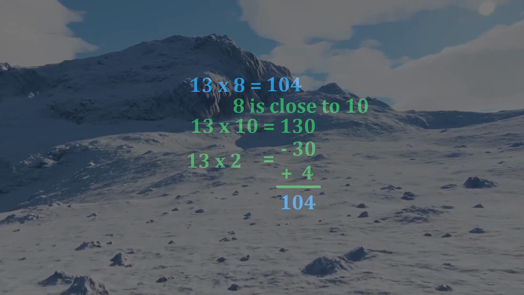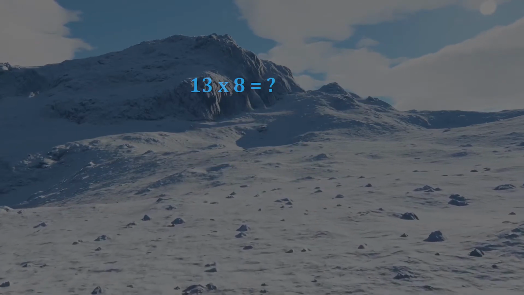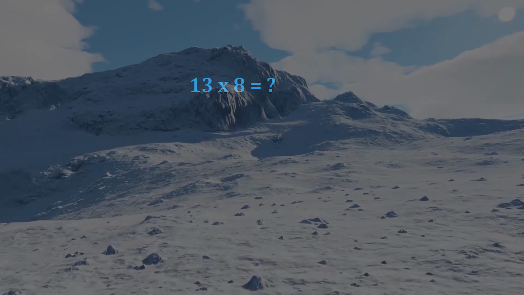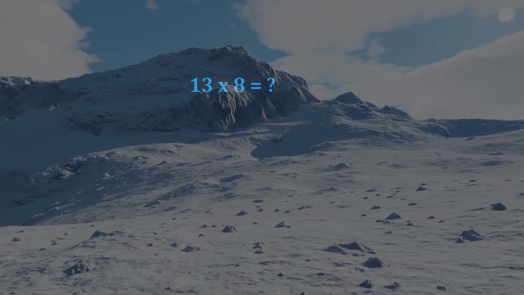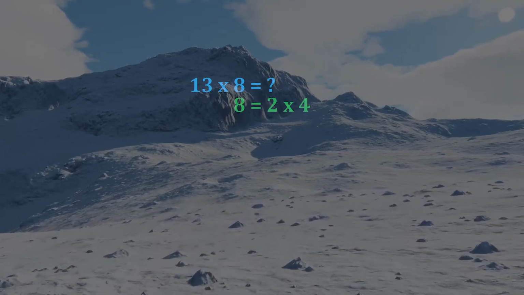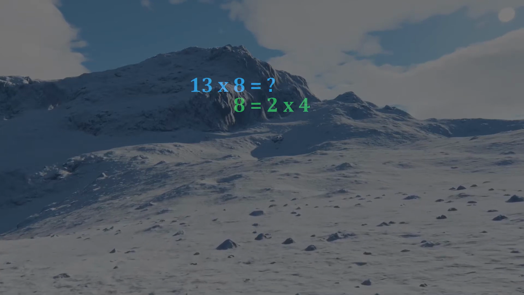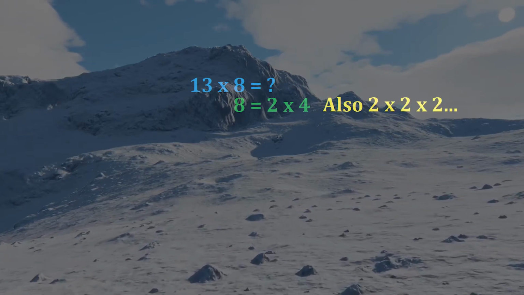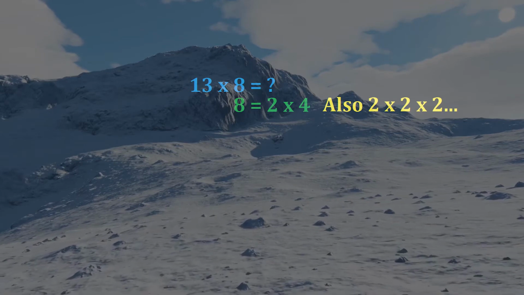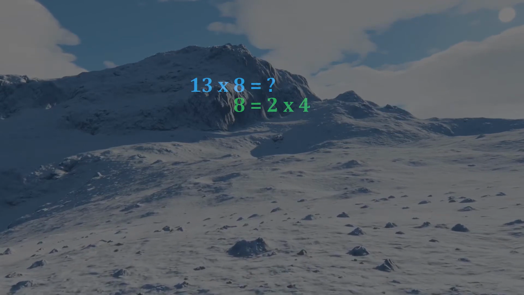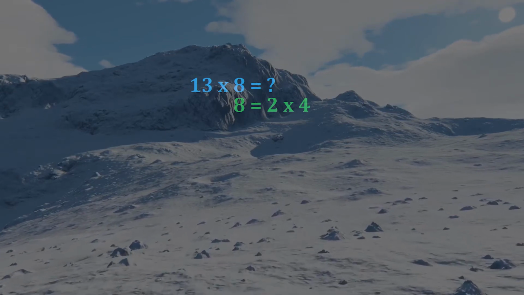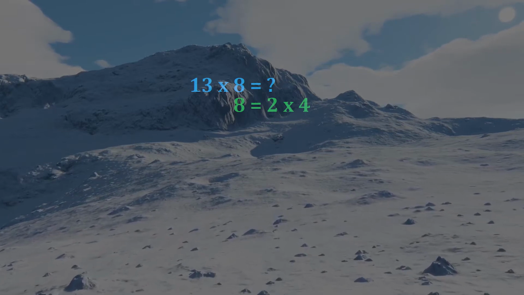But there's another method I take when I see numbers like 13 times 8. First, I know that 8 isn't really 8. Or rather, 8 is 8, but it's also 2 times 4. And 2 times 4 is like an alias for 8. You can even say 2 times 2 times 2 is another alias for 8. But in this instance, 2 times 4 is a good enough alias for 8 for me to use. That's because, again, doubling something is easy.